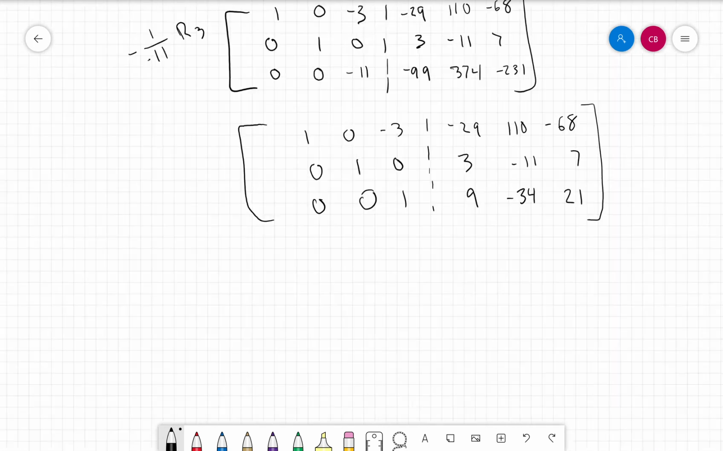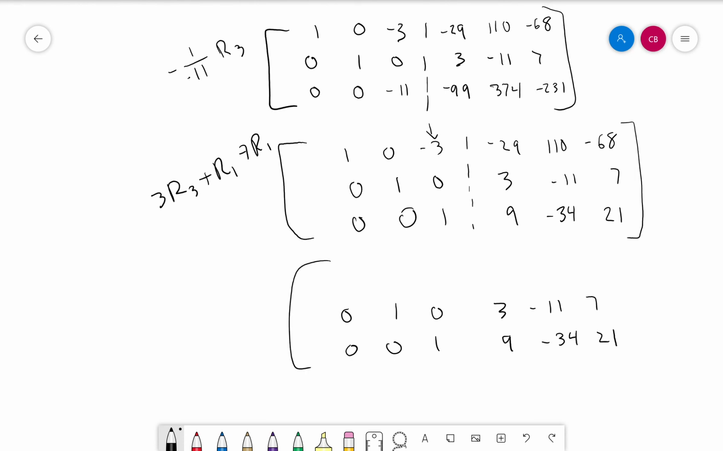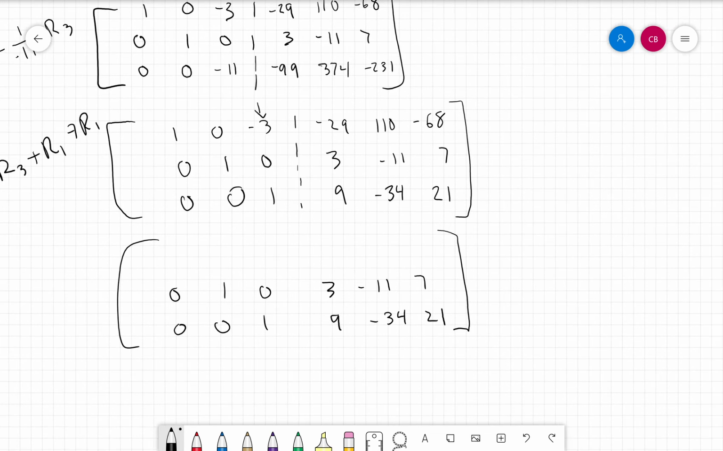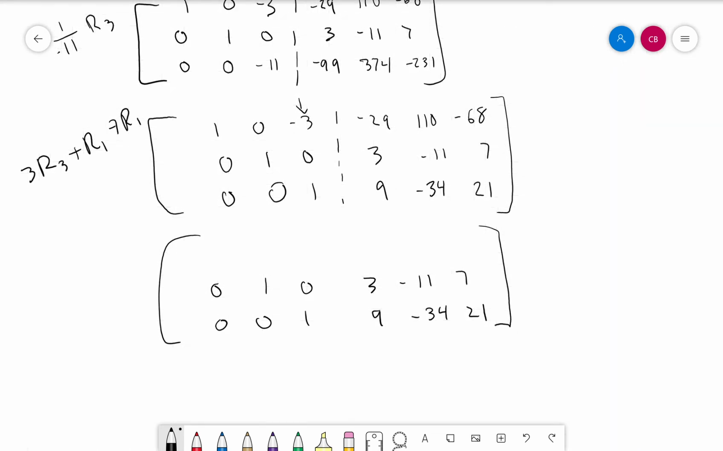Let's take care of the last thing. We have 3 times row 3, add it to row 1, yield row 1 because we need a 0 here. So 0, 1, 0, 3, negative 11, 7, 0, 0, 1, 9, negative 34, 21. And this will be the final answer. So all we're going to do is we're doing 3 times row 3, add it to row 1.